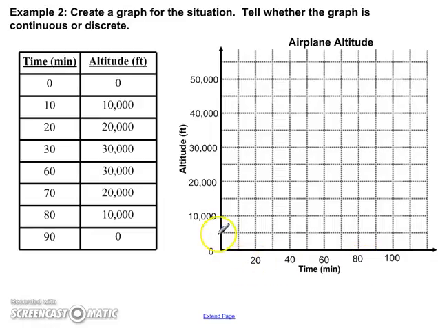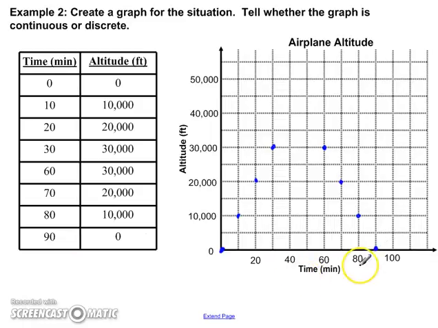So this is going by tens. Here we're going up actually by 5,000s. I just labeled every 10,000. So 0, 0. I'm going to go ahead and plot my points. 0, 0. 10, 10,000. 20, 20,000. 30, 30,000. Now 60, 30,000. So over to 60, up to 30,000. 70, 20,000. 70 would be right here. 20,000 would be here. 80, 10,000. And then 90, 0. So 90 would be here, and here would be 0.